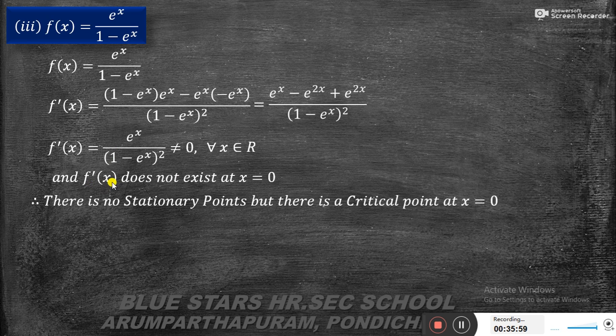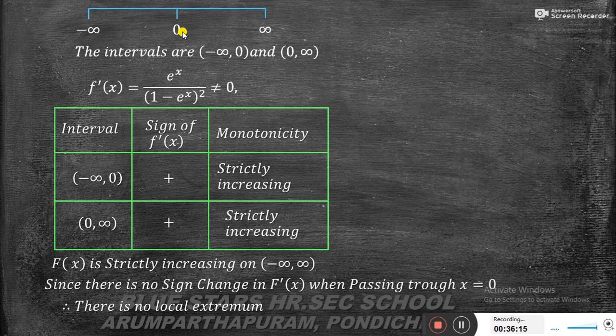So for this reason, I say that f dash of x does not exist at x equal to 0. Therefore there are no stationary points, but there is a critical point at x equal to 0. So I mark the critical point 0 on the number line, minus infinity to plus infinity.